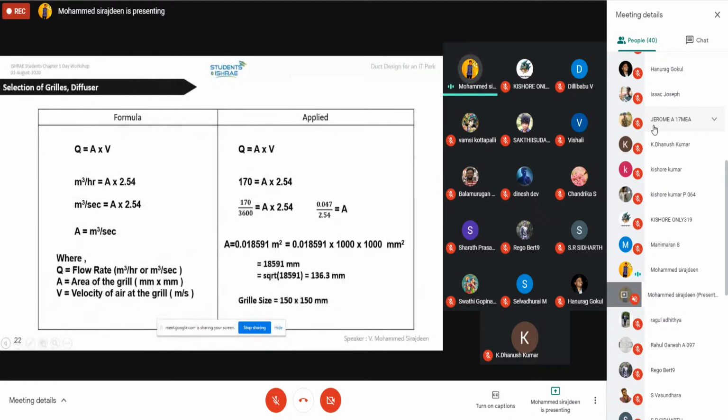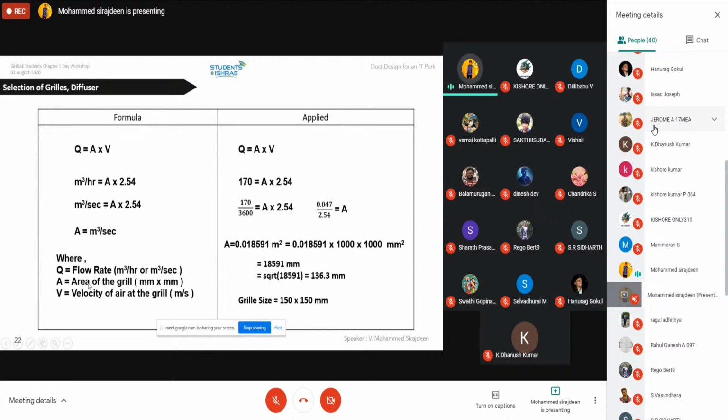Then selection of grills and diffusers. It is a basic calculation formula. Q, we know, is in liters per second or cubic meters per hour. We need to convert into cubic meters per second, because velocity is in meters per second. We want the area in square meters. If we have a value in cubic meters per second, then the meters per second will go in reverse here. So seconds will cancel, then one meter will cancel. So area we will get in square meters.